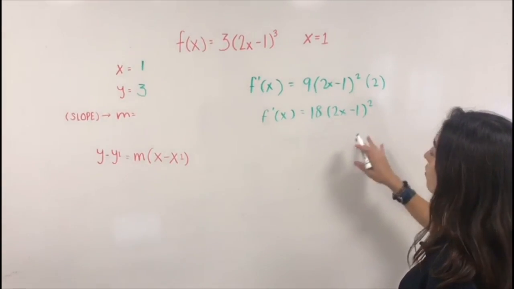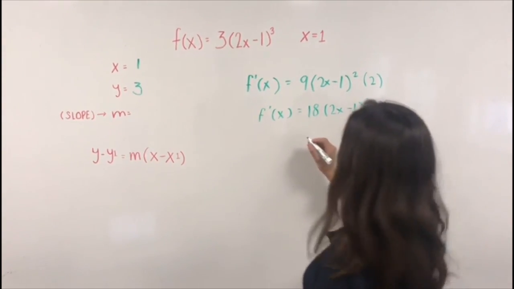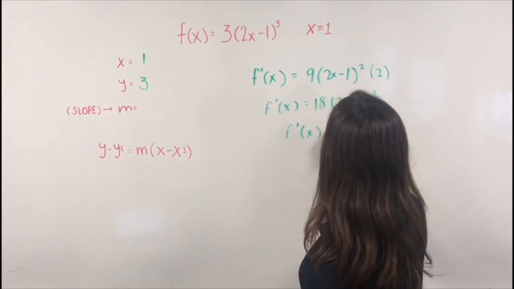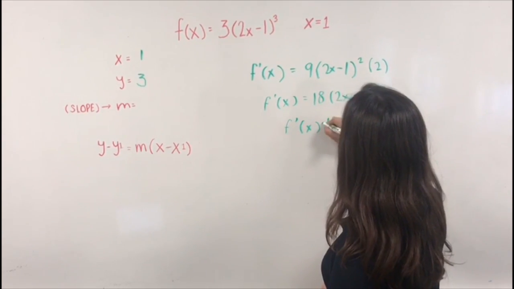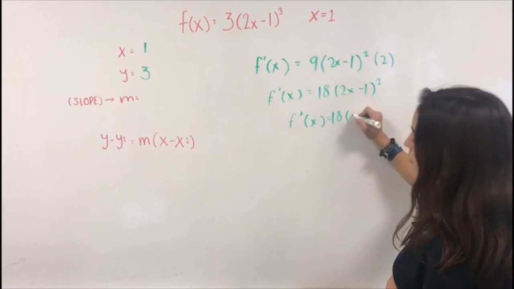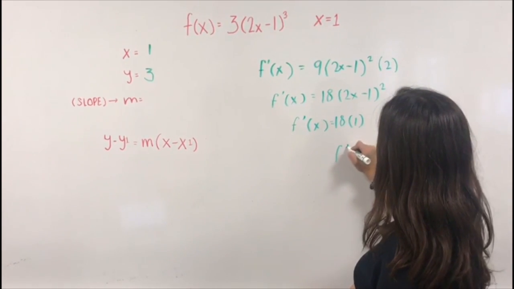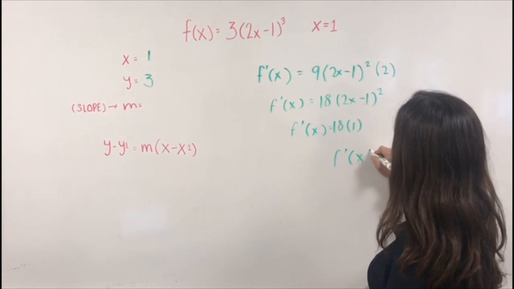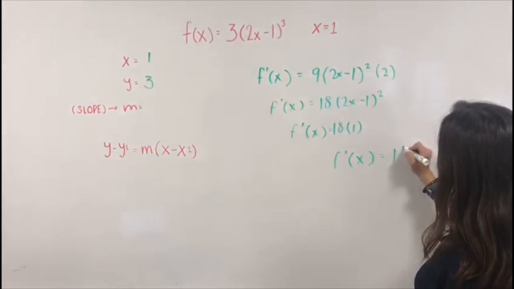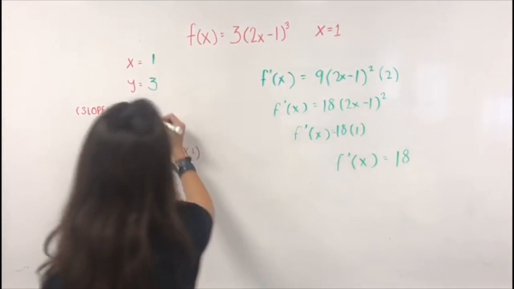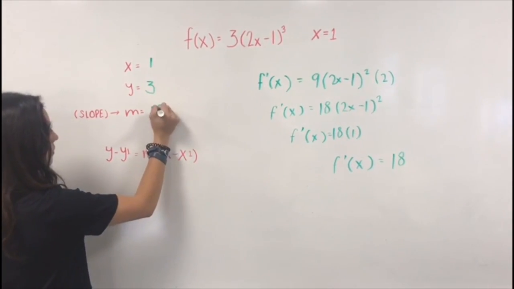Then you solve this, which would give you f prime of x equals 18 times 1, giving you f prime of x equals 18. So this is your slope. So here you have 18.